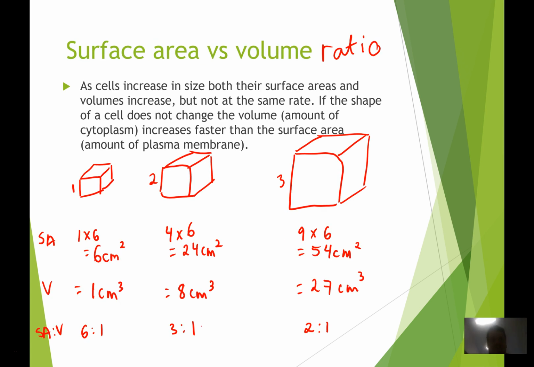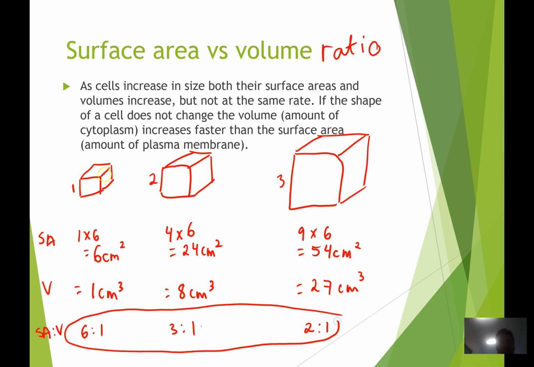No, you don't have to do this, maths. You just have to understand this concept, okay? Because what's important here is if you look at these numbers, as this cell gets bigger, so as we go from this end to this end, the surface area to volume ratio gets smaller. These two numbers get closer together.